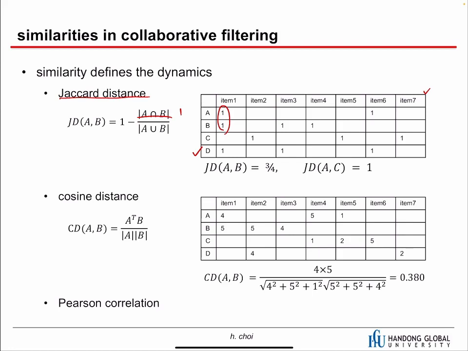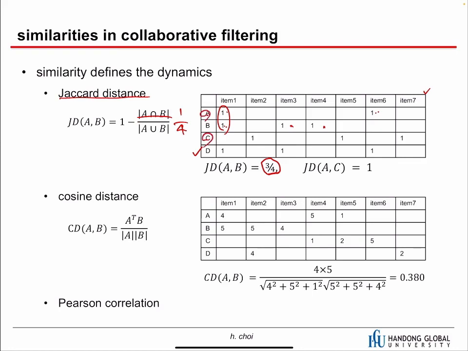And how many items do we have? A likes item 1 and item 6, and B likes item 1 and 3 and 4. So the union is 1, 2, 3, 4. Okay, so 1 minus 1 over 4 is 3 over 4. That is the distance. Okay, what about A and C?